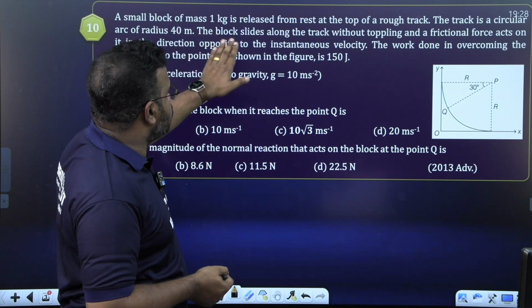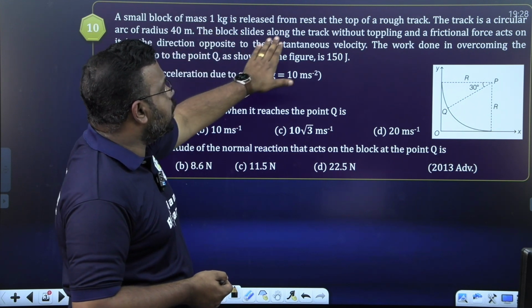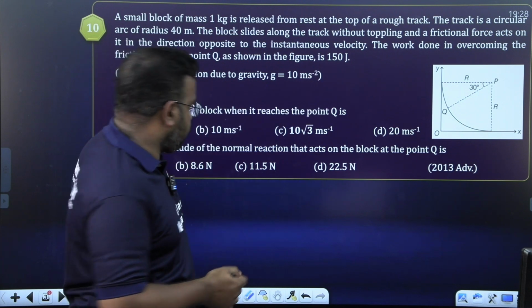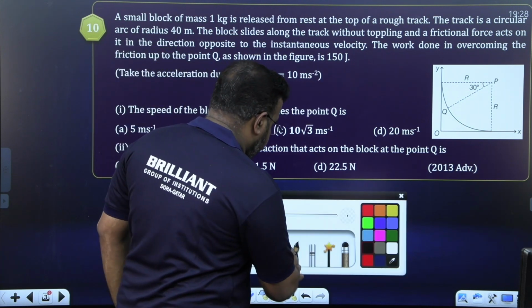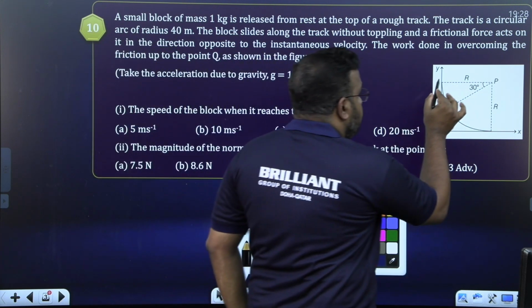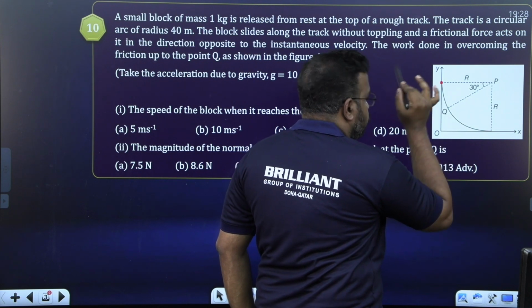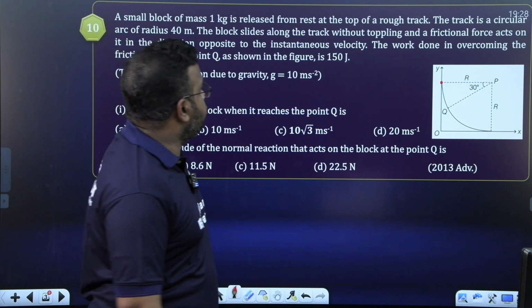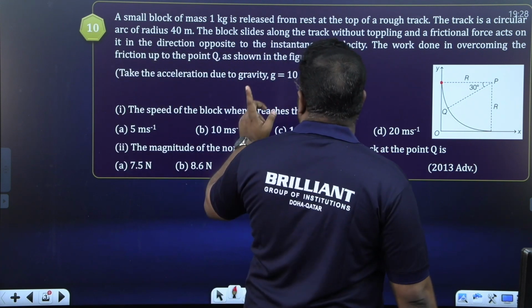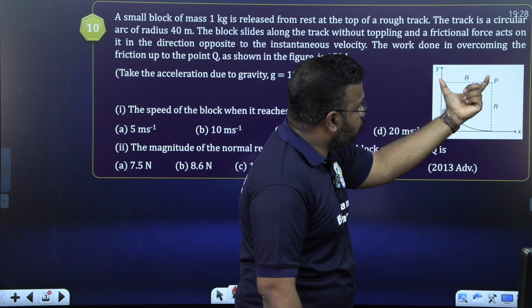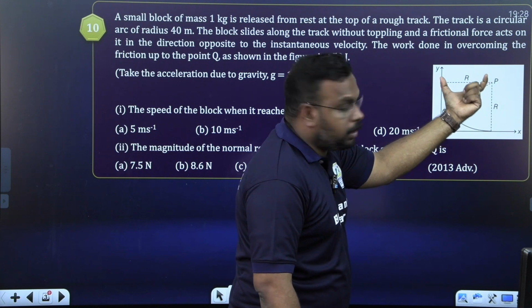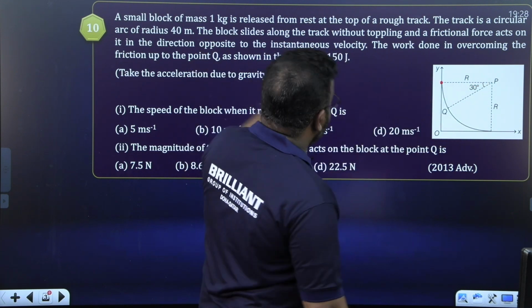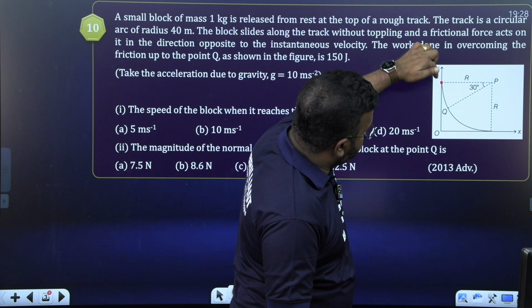There is a block of mass 1 kilogram. It is released from rest at the top of a rough track. So in this diagram, you can see that this is the top of the rough track. From that point only, the body is being released. The track is a circular arc of radius, so the length of this arc, it is 40 meter. So it is released in a track of 40 meter.